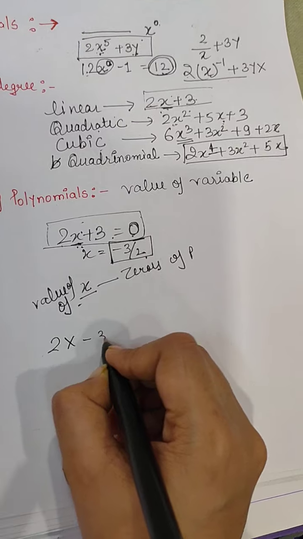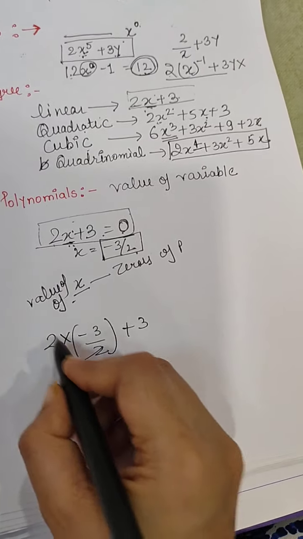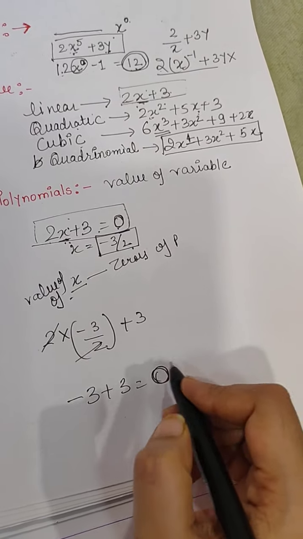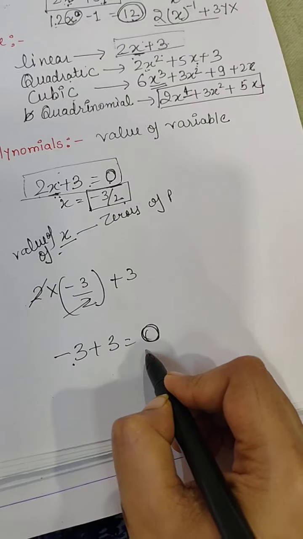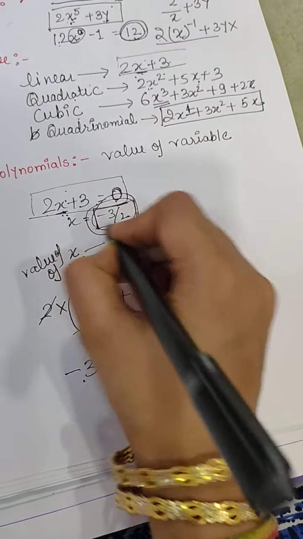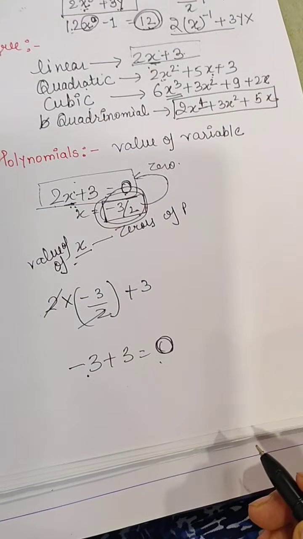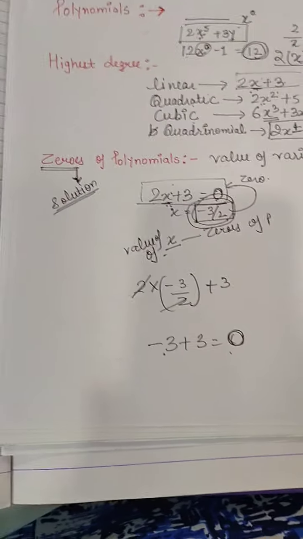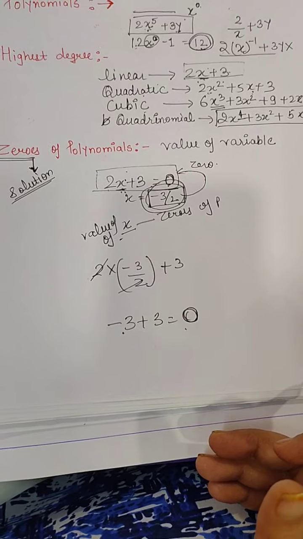Minus 3 by 2. So you put the value of x here, plus 3. The 2 can cancel with this 2, so minus 3 plus 3 will be equal to 0. So by putting this value in this polynomial we are getting the answer 0. That's why minus 3 by 2 is the zero of the given polynomial. So zeros of a polynomial are the values of the variable of the given polynomial. Clear?